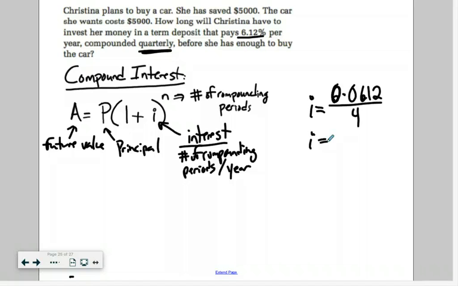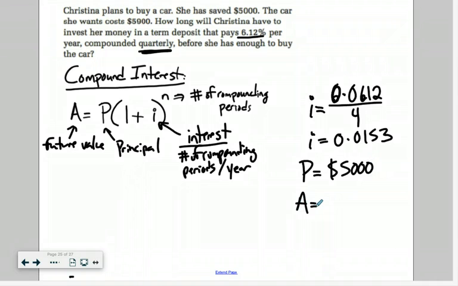So that will give us an I value of 0.0153, all right? Our principal amount is the amount that we've already got saved up, invested. In this case, it is $5,000, okay? Our future value, right, we know we need $5,900 to buy that car, so that value is $5,900, and we're essentially solving for n, right? How many of those compounding periods is it going to be until she has enough money for the car?